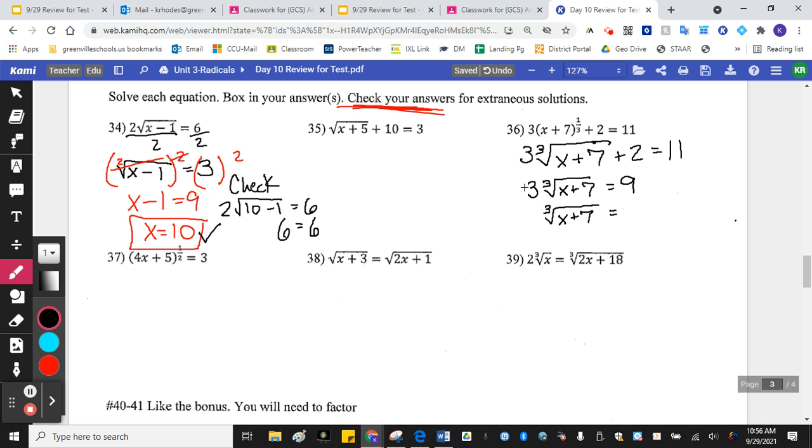Divide by 3 because of the big 3 in front of your radical. And then the cube root of x plus 7 equals 3. How do you get rid of cube root? You cube it. Cube both sides. So to get rid of square root, you square both sides. To get rid of cube root, you cube both sides. Cube root and the cube cancel. Anything in the cube root comes out. 3 times 3 times 3, 27. Yes, I was right. So the answer minus over 7.